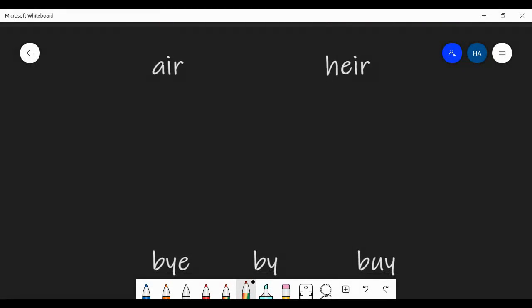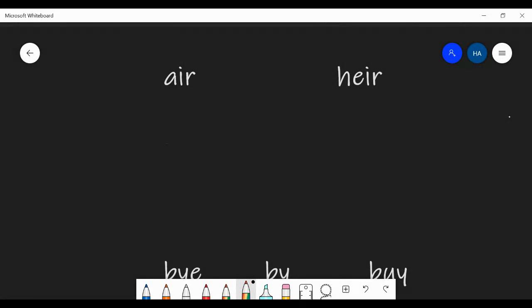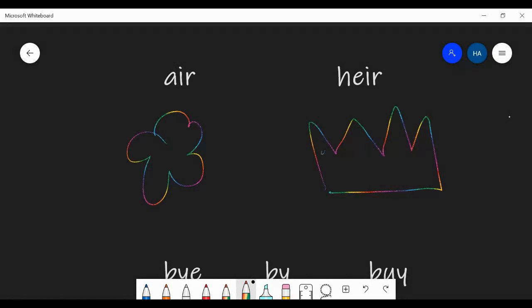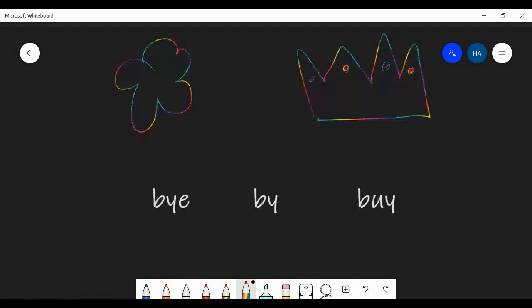The next little group is air and heir. Air is like what you breathe. Heir, H-E-I-R, is like when the king dies, the prince will take over for him. So he is the heir to the throne. So we have A-I-R, which is like what you breathe, and H-E-I-R, which is second in line, or someone in line for a throne.